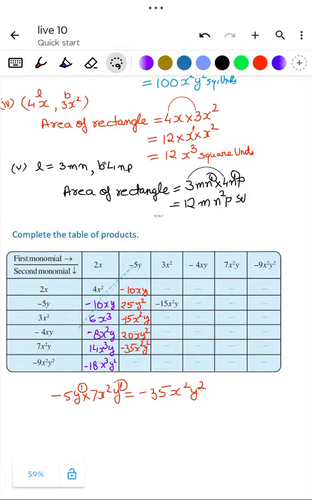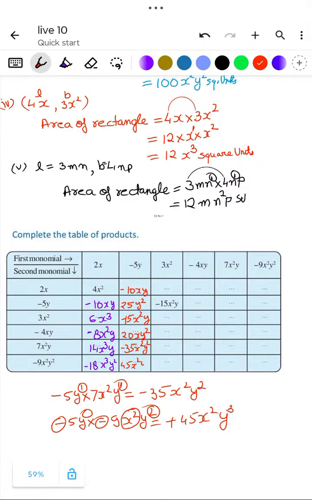Now negative 5y into negative 9x square y square. So this will give negative 5y times negative 9x square y square. So negative and negative, this will be positive. 45, 9 5s are 45, x square, y, this is 2, this is 1, so total is 3. So this is 45 x square y cube.